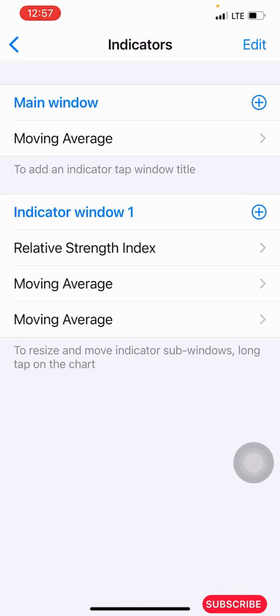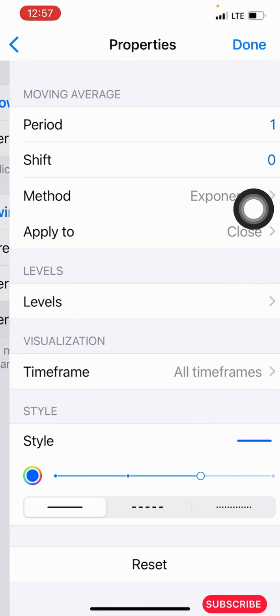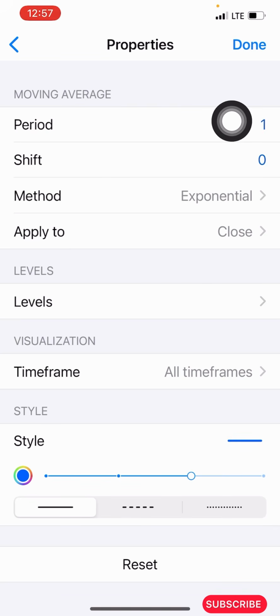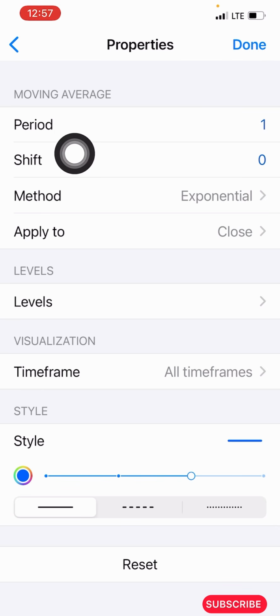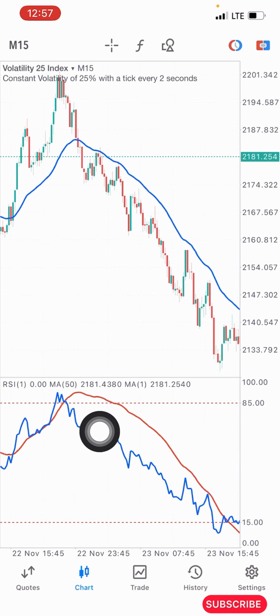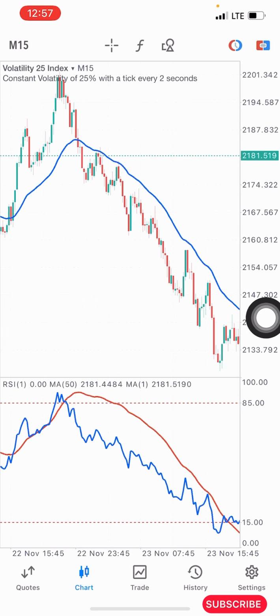Now the last indicator we have here is still a moving average. You click on this plus icon and then you search for moving average again. You make the period for this one period 1. Okay, the shift is 0, method is exponential, apply to is close. The level you leave it as it is, time frame all time frame. The style you make it color blue, 3 pixel, and you click on done. All right, so once you add that, you are going to have the blue line on your indicator window. All right, so that is that for the setting. Okay, now you are good to go with this strategy.